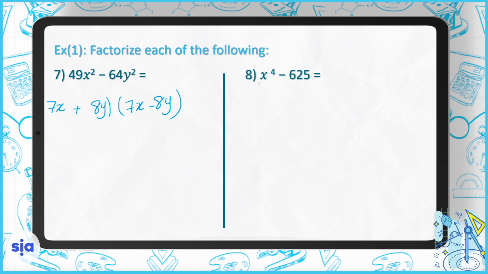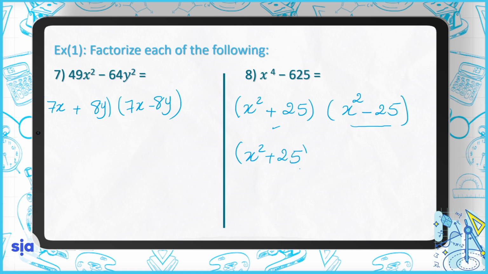Here you can see that x power 4 has a square root of x squared, and the 625 has a square root of 25. So here are the two brackets, x squared and 25, x squared and 25, plus between them, minus between them. This one cannot be factorized more, but this one can be factorized more. So the first bracket as it is. Why can't we factorize it? Because it's a plus between them. So here it's x plus 5 times x minus 5.